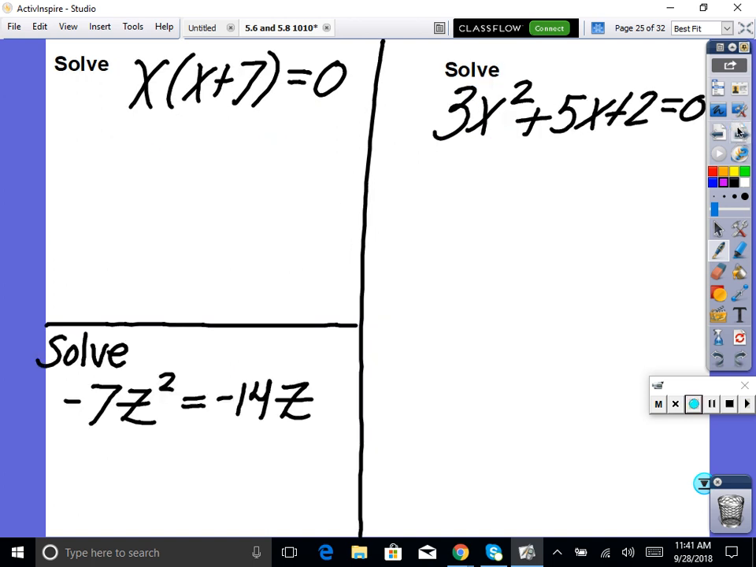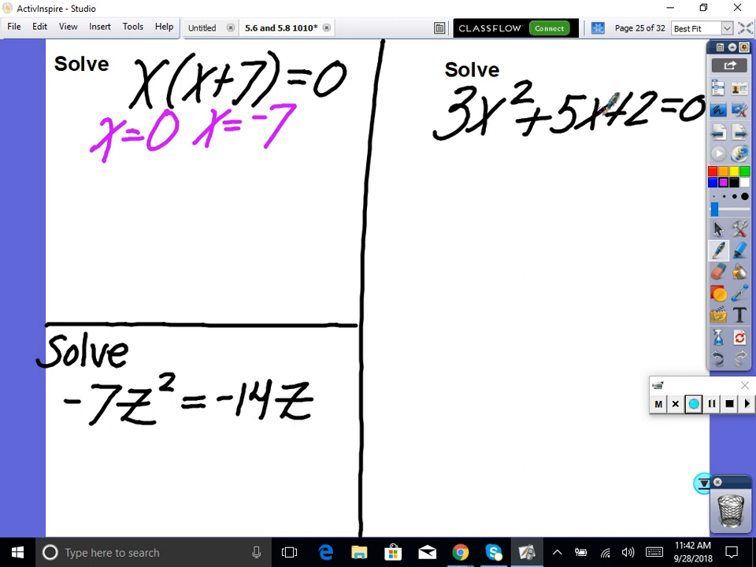All right, so looking at this one, it says solve. It's equal to 0. It's already factored. So my solution, x equals 0, and x equals negative 7. Does that make sense, everyone? We set each of those equal to 0.